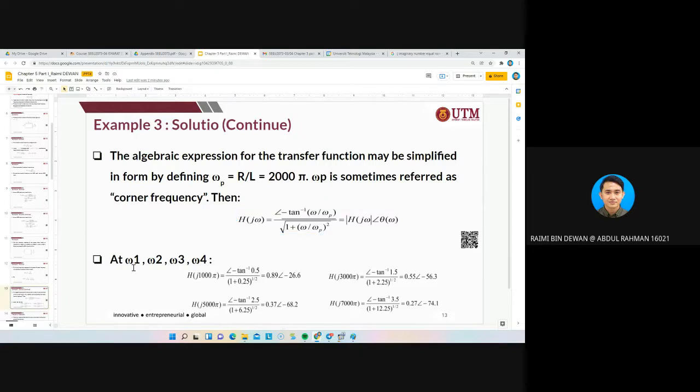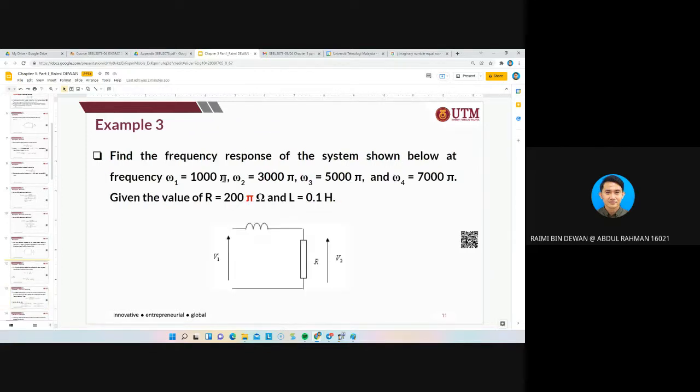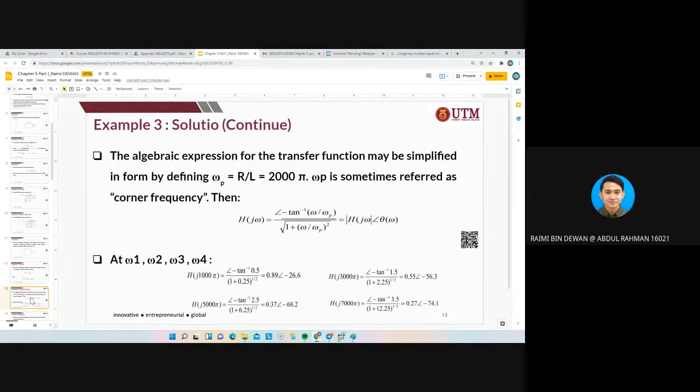At omega 1, omega 2, omega 3, omega 4, it is given that omega 1 is equal to 1000 pi. If you see from the previous information, omega 1 is 1000 pi. So you put here 1000 pi.